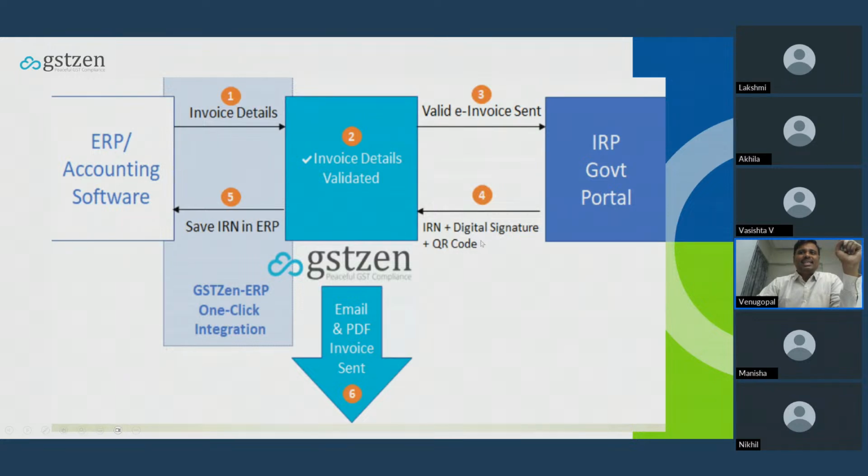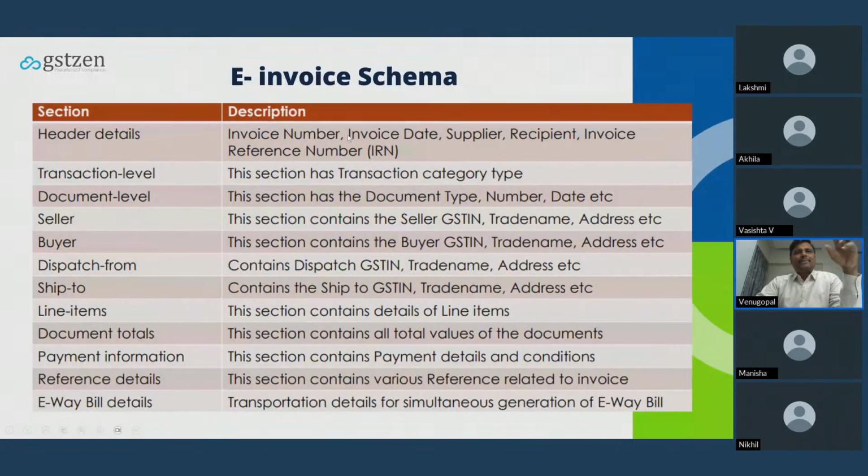The IRN and digital signature which is received can be sent as an email and PDF to the customer, and it will always be saved in the ERP. At any given point of time, you can access the middle layer GSTZen for downloading the invoices, QR code, or any other information. The schema has various sections like header, transaction, and document level.